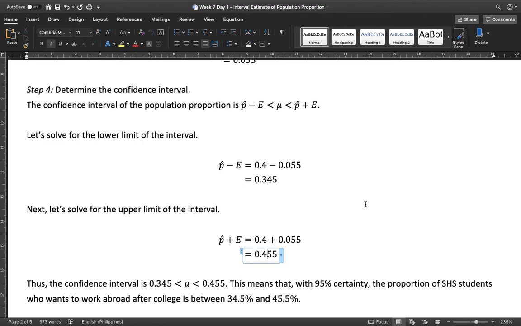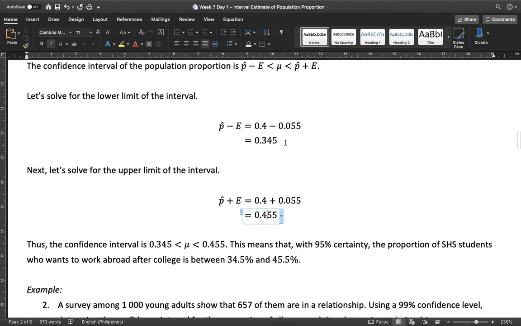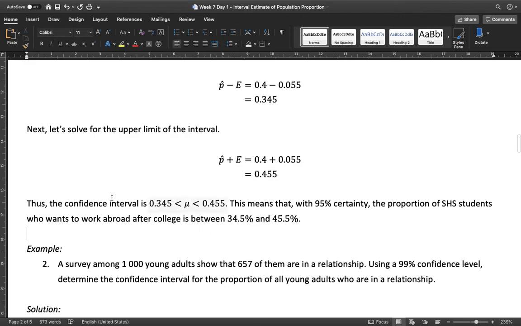0.455. Kung iisipin natin, similar lang din kung paano kinukuha yung interval estimate ng population mean, di ba? Yung pagkuha sa population proportion. Same idea lang din. It always boils down kung paano kinukuha yung margin of error and yung critical values. But the estimate remains the same. So the confidence interval of the population proportion is in between 0.345 and 0.455.